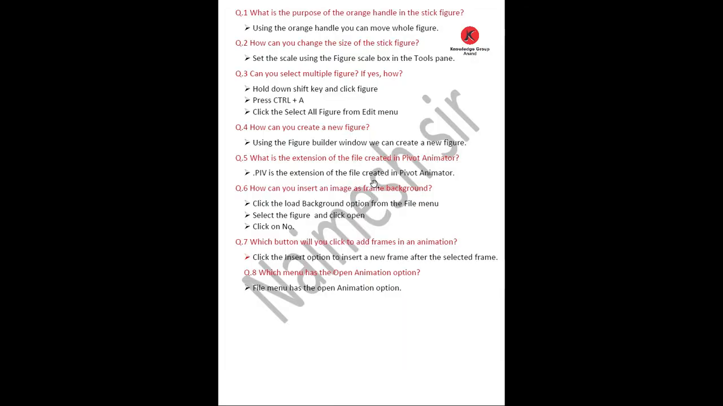The software used to create 2D stickman animation is Pivot Animator. Which color handle of the stick figure is used to move the entire figure? Orange. A single figure consists of segments like A and B, meaning circle and lines. The default value of the scale box is 100%. To flip vertically, flip the image horizontally and then rotate by 180 degrees.